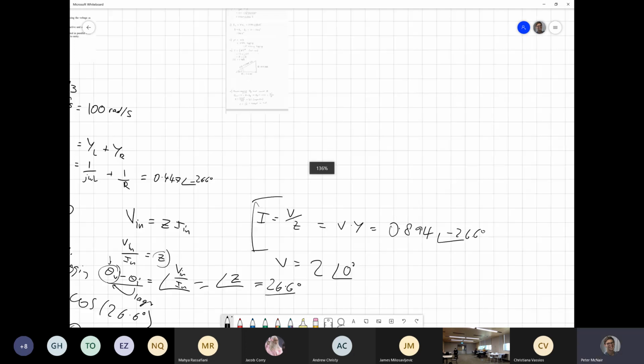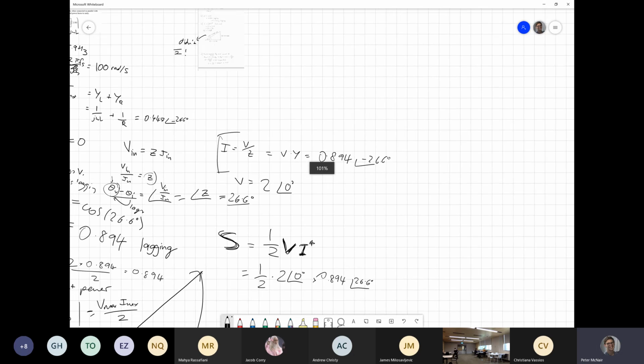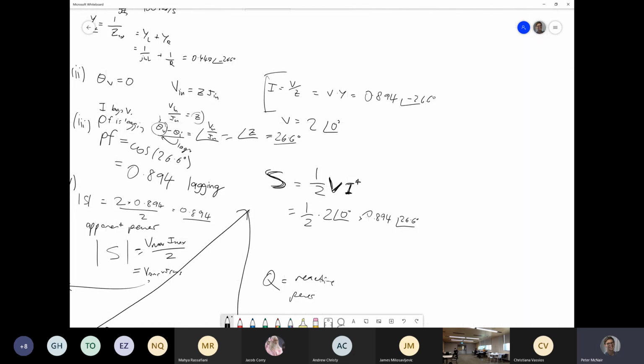Yeah, still not sure why this one says... I think I forgot to divide by 2 in the solutions. Yeah, I was looking through it as well. Yeah, the solution is wrong. I'm glad I'm not going crazy. Cool. So if we divide by 2, we should get this 0.894.